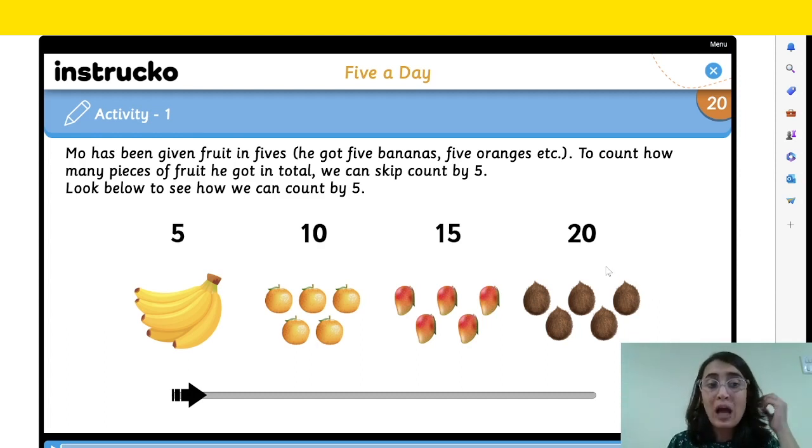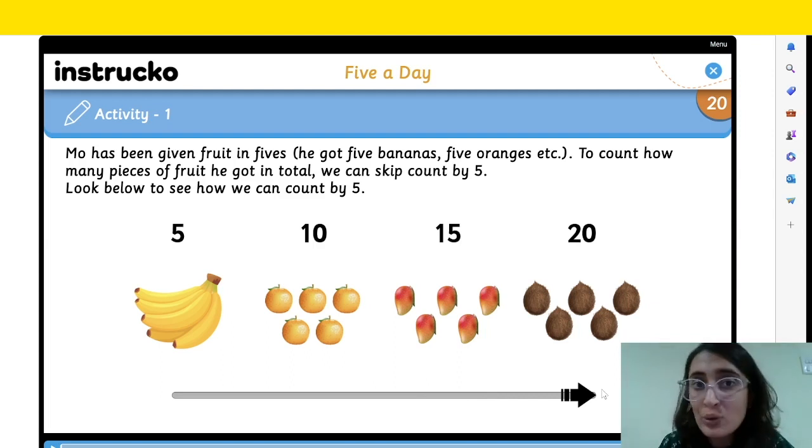So to count how many pieces of fruit he got in total, we can skip count by 5. See, first is 5, then if we add another 5 to 5 we get 10. Then if to 10 we add another 5 we get 15, and to 15 we add another 5 we get 20. So now, did you learn how to skip count by 5? First comes 5, then comes 10, then comes 15, then comes 20.